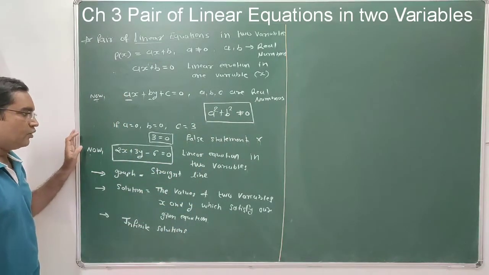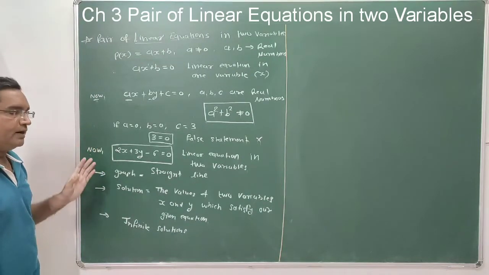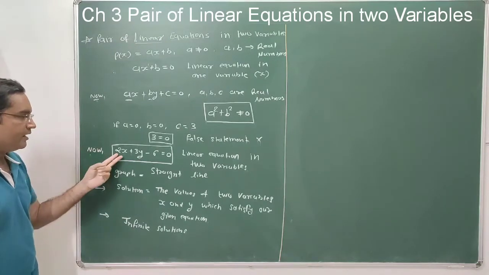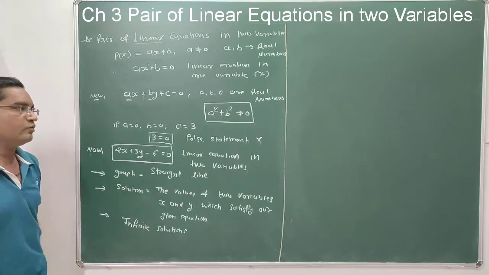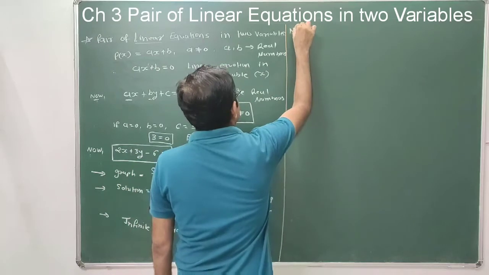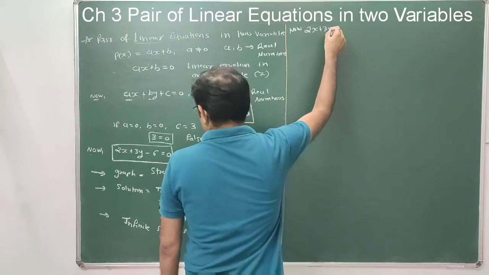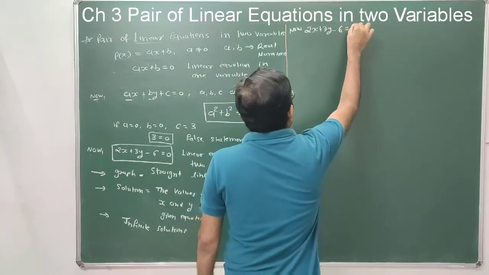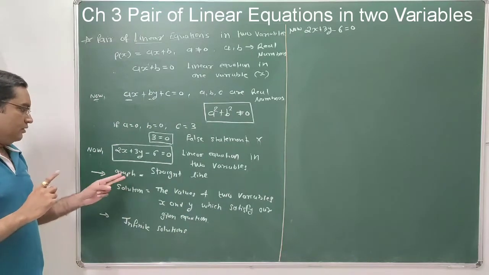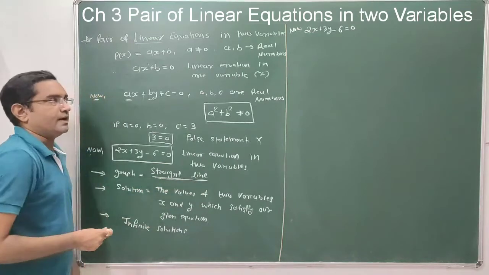So let's now discuss how to find the solution of this linear equation analytically and how to represent the solution graphically. We are trying to find the graph for the equation 2x plus 3y minus 6 equal to 0. We have to draw the graph of this linear equation. The graph will be a straight line.